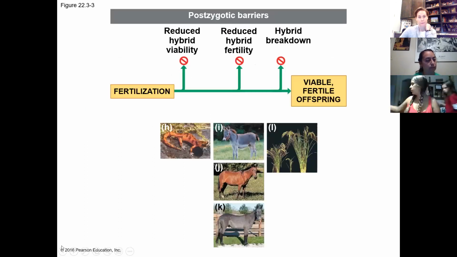So, I don't know what this little lizard is, but that's reduced viability. The donkey and the horse making the mule. There are cases when mules are able to reproduce, but it's incredibly rare. So most of the time mules are sterile. And this is an example of wheat. And so the hybrid starts to break down. The hybrid is teeny tiny. It just doesn't produce whatever we get from wheat.